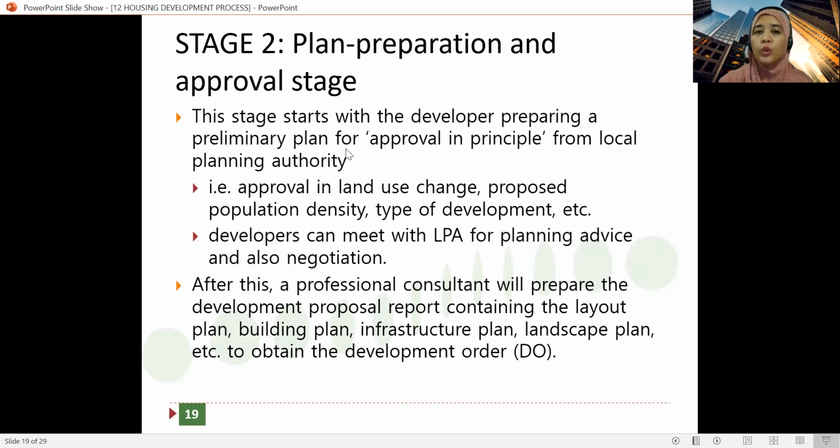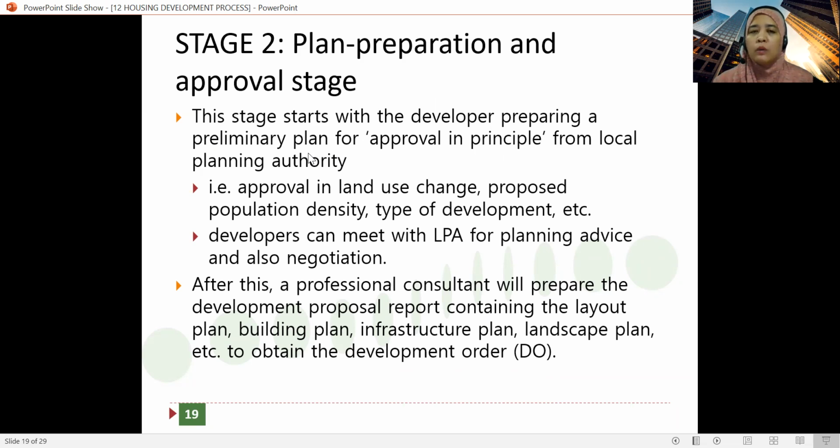So there are two types of approvals that must be obtained. Satu tu approval in principle dari segi planning. I'm not talking about building plan, earthworks plan and also land matters. Ini just planning saja. Planning permission. So before getting the full planning permission, approval in principle, kelulusan dasar must be obtained from the local authority.